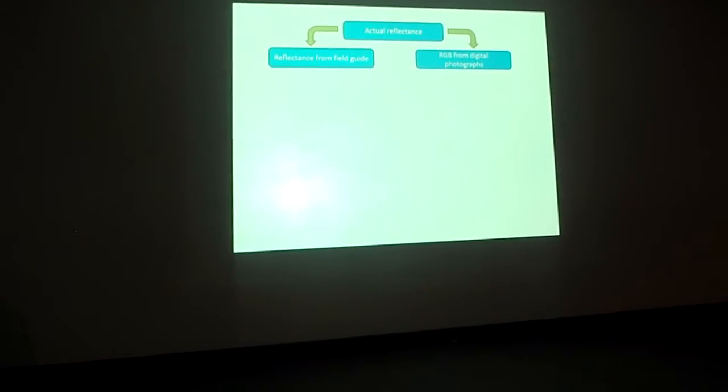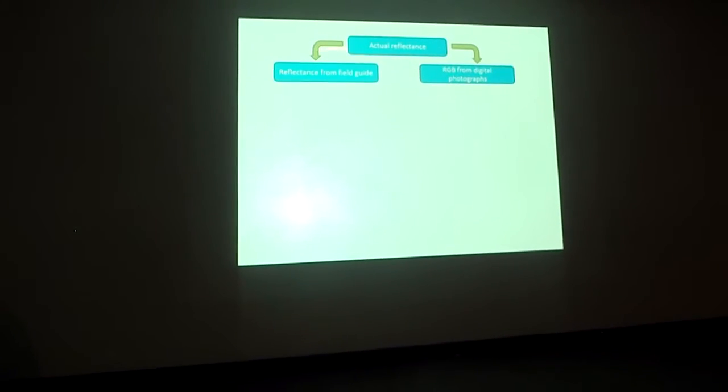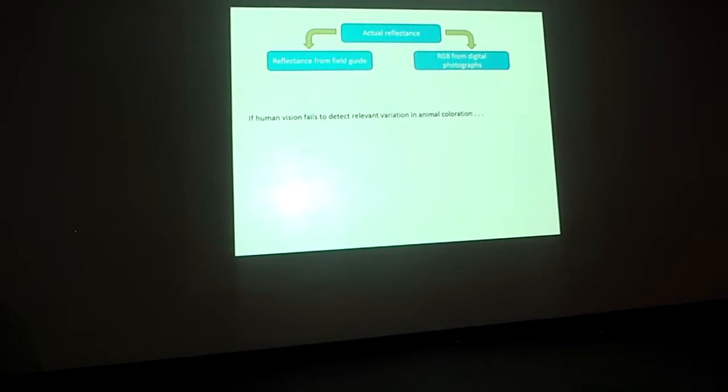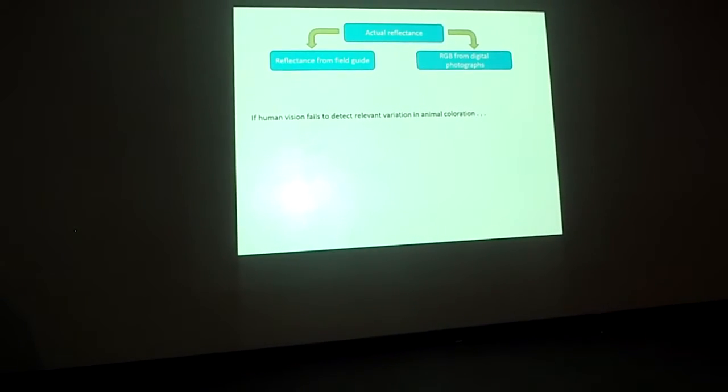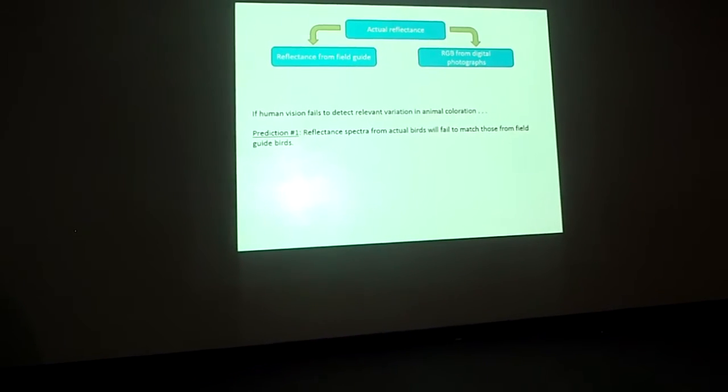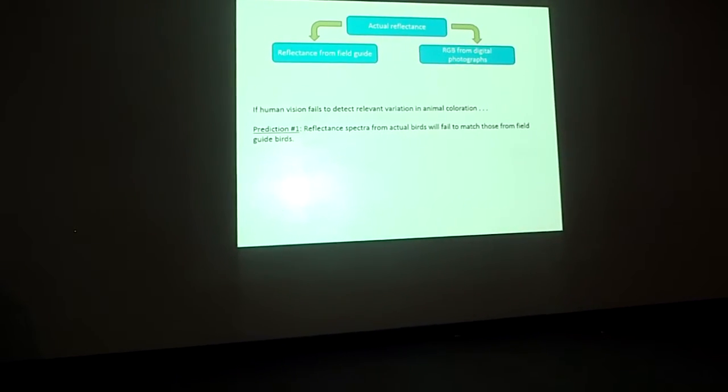Oh, I skipped ahead, sorry. We had actual reflectance from the field guide and the RGB photos. The predictions: if human vision fails to detect the relevant variation in animal coloration, then the first prediction is that the reflected spectra from the actual birds will fail to match that from the field guides.